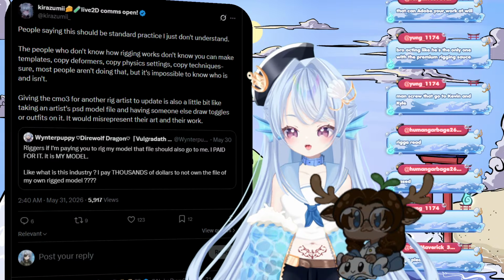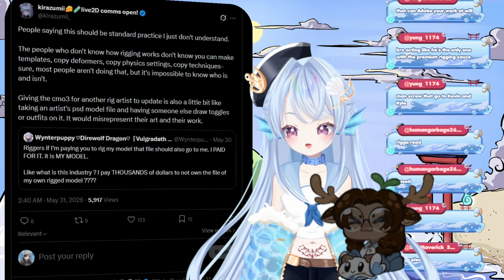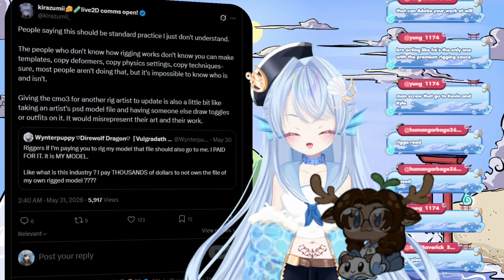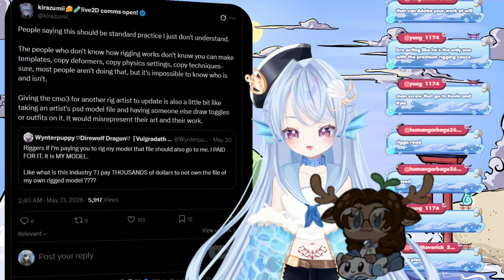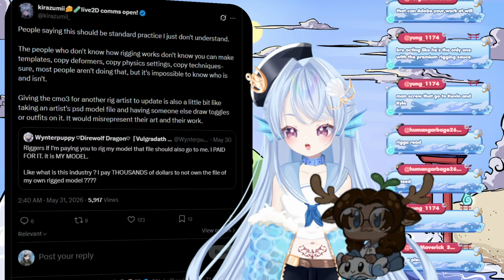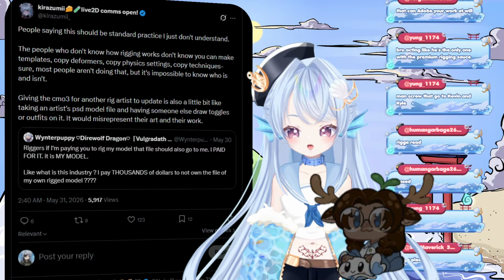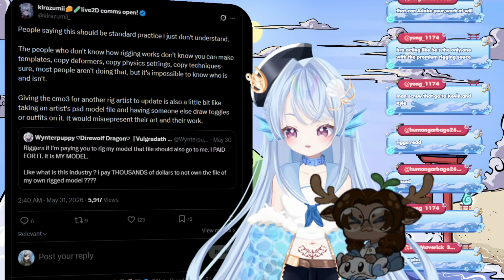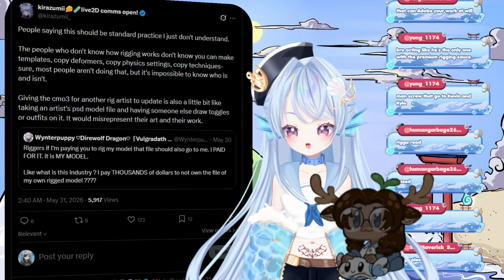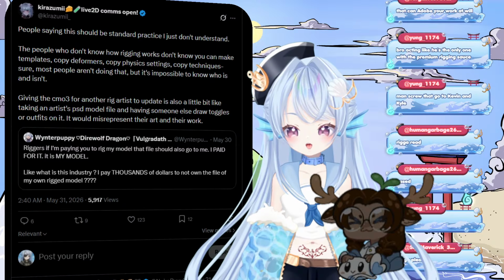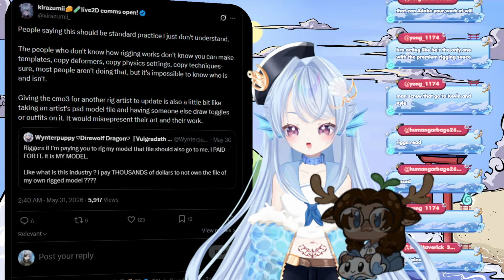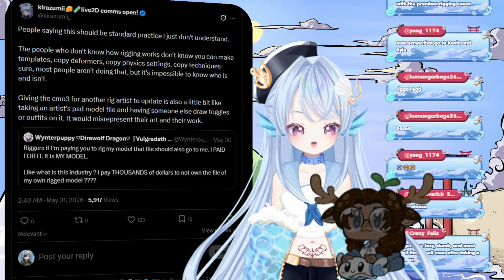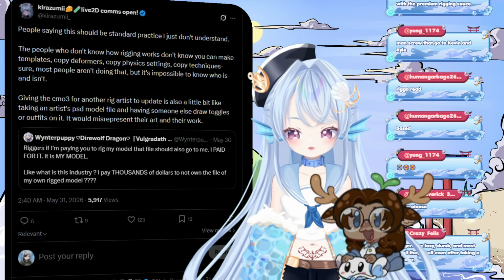We got people saying this should be standard practice. I just don't understand. The people who don't know how rigging works don't know you can make templates, copy deformers, copy physics settings, copy techniques. Sure, most people aren't doing that, but it's impossible to know who is and who isn't. Giving the CMO3 for another rigger to update is also a little bit like taking an artist's PSD model file and having someone else draw toggles or outfits on it. It would misrepresent their art and their work. Here's the thing.